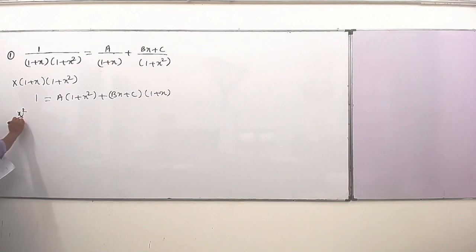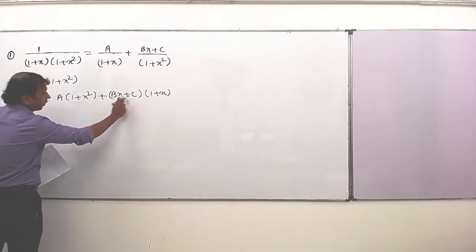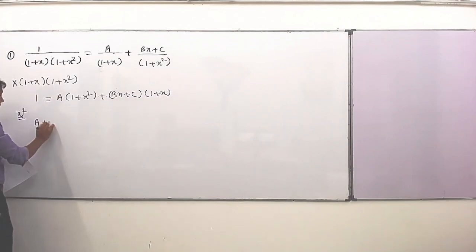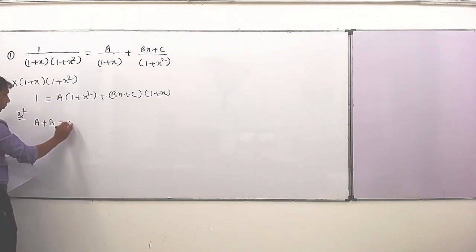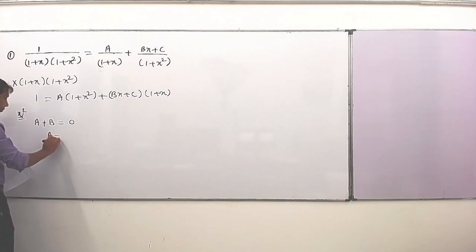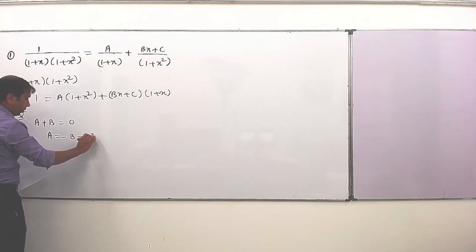First, the x squared coefficient we will equate. Here we get A, Bx and x, Bx squared, coefficient is B. Left hand side, no x squared, coefficient 0. So 0 equals A plus B, equation number 1.